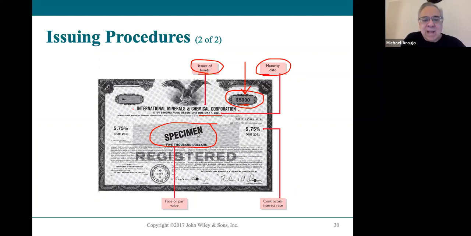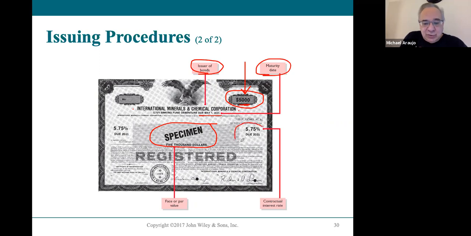Okay. And companies are not just borrowing small amounts like 5,000. They're borrowing well into the millions of dollars when they go for bonds. Okay. Multi-millions of dollars, sometimes hundreds of millions of dollars in bonds.